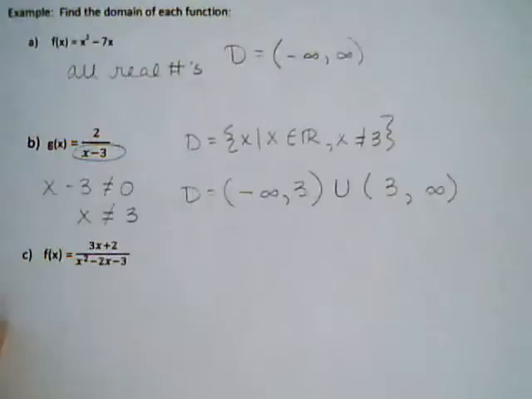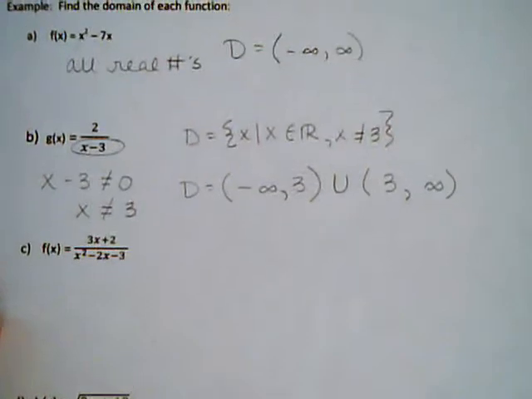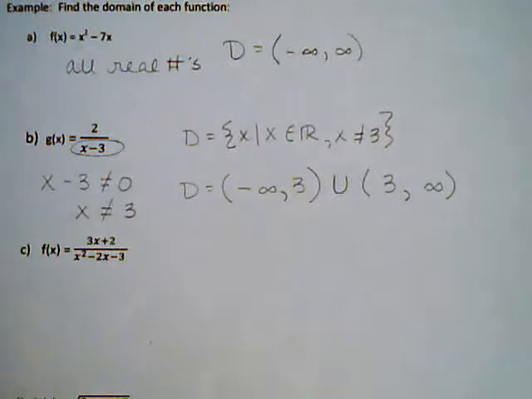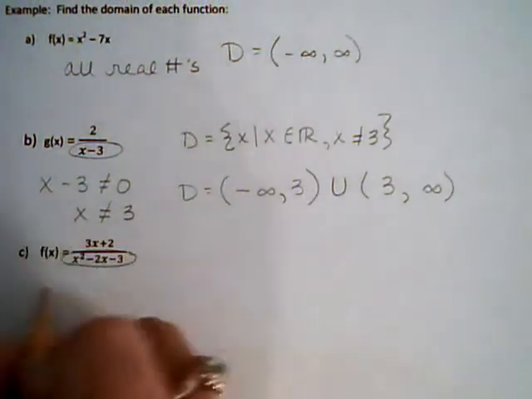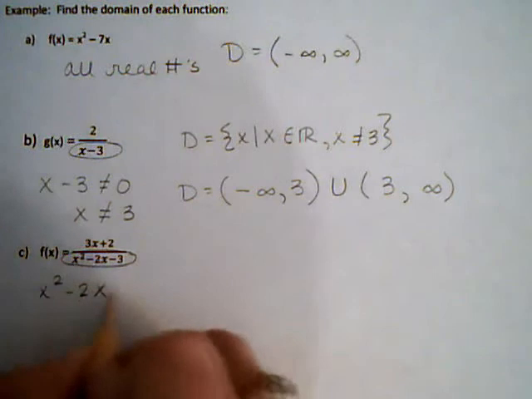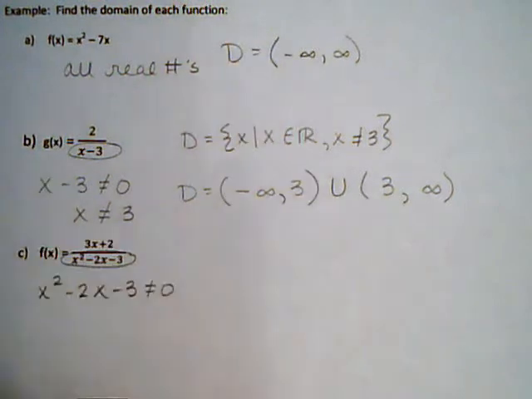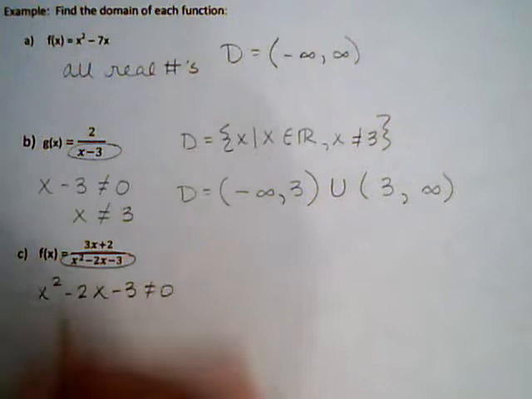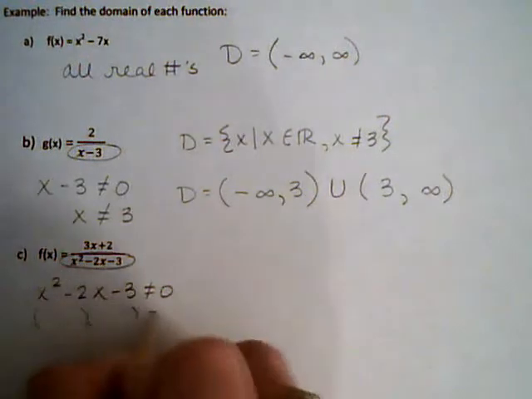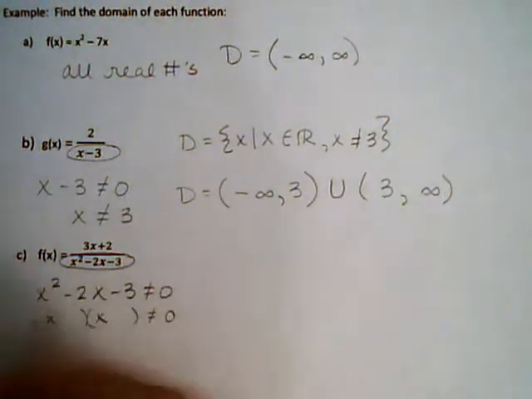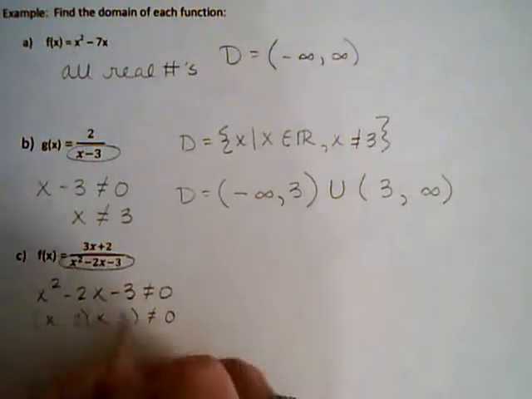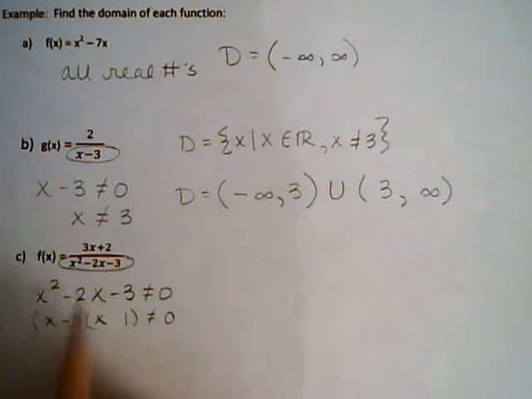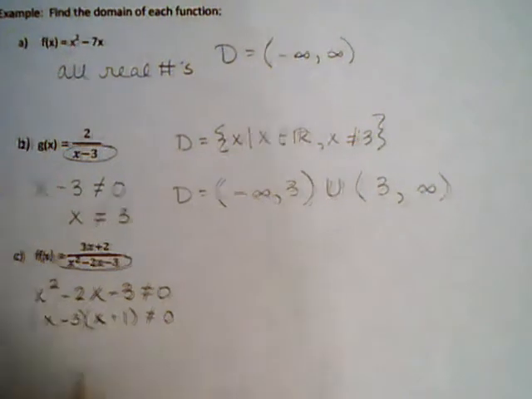On C, you would also have to look at your denominator. Remember, it doesn't matter if the numerator is 0. Only the denominator can't be 0. So again, I would take this expression and say we do not want this to be 0. If you have a quadratic, you're going to have to factor. Remember factoring, opposite of foil. What's going to multiply to be negative 3 would be 3 and 1. Subtract to give me negative 1 would be a negative 3 and a positive 1.